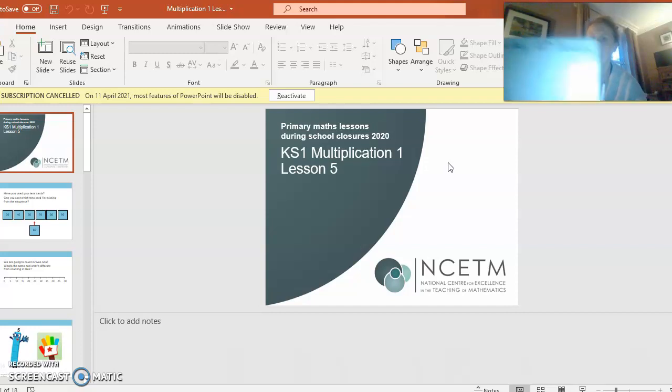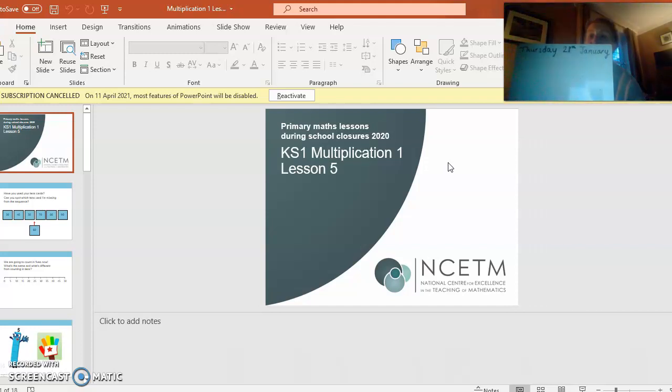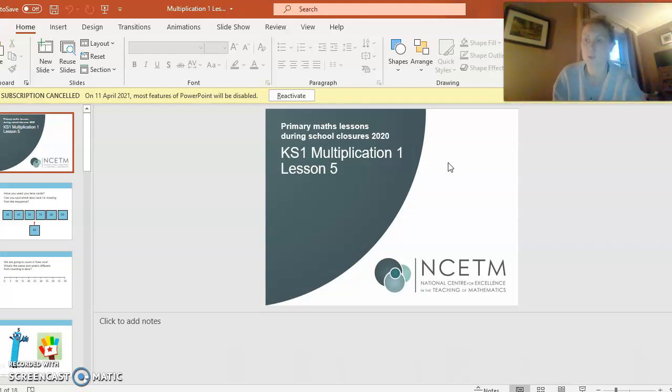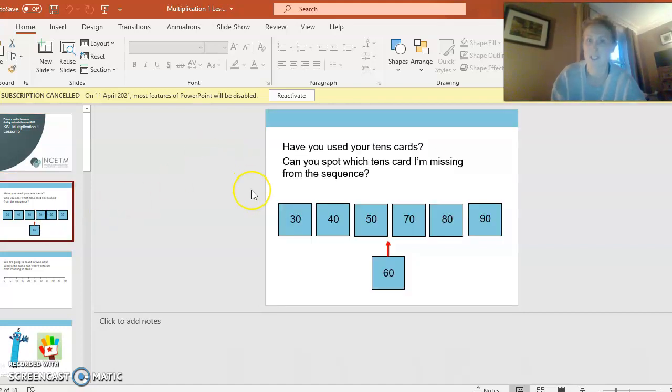It is Thursday, the 28th of January today, and this is our maths lesson. And today in maths, we are going to be looking at the 5 times table, okay? So what we're going to do first is we're going to have a little practice at counting in fives, okay?